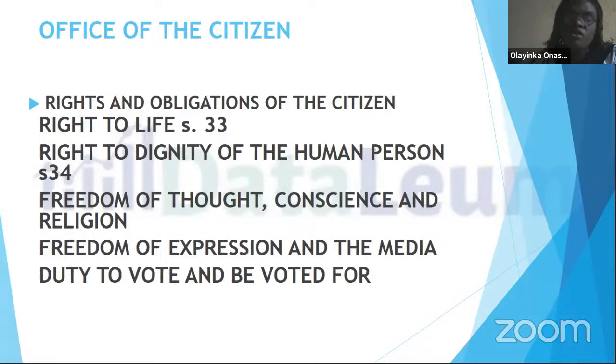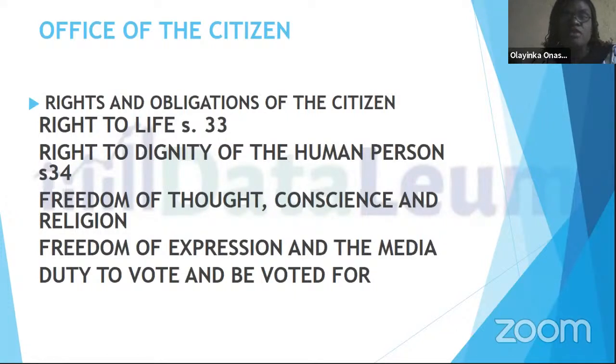You also have freedom to express yourself, and that's where the powers of the media come from. You shouldn't deprive people of access to information, and you can also recall that we have a Freedom of Information Act, that you have a right to ask any government official, provide me this, I require this. So the office of the citizen is, for me, the greatest. Just that we don't realize the powers we have.